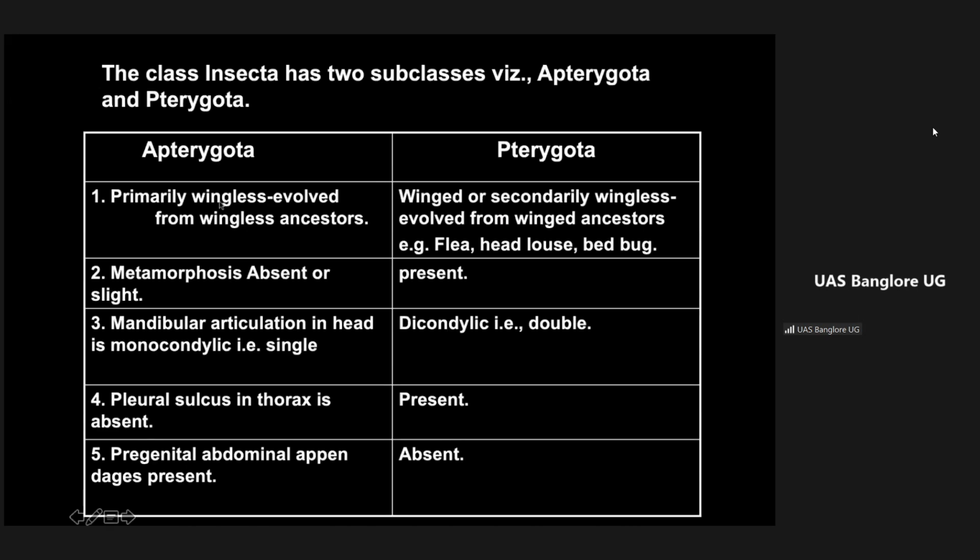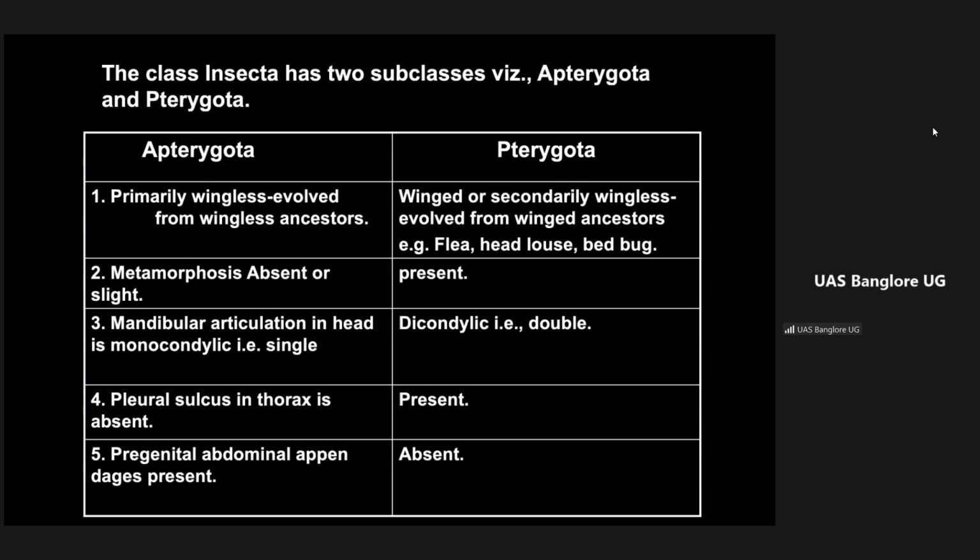Coming to the classification of insects. We said that the class Insecta is classified into two subclasses, that is Apterygota and Pterygota. Apterygota means without wings. Pterygota means with wings. Please remember, the class Insecta is grouped into two subclasses, Apterygota without wings and Pterygota with wings. You should be able to differentiate between Apterygota and Pterygota, they will ask you.